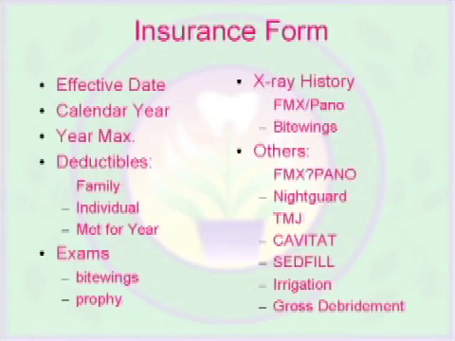She wants to know the effective time, the calendar year, year maximum, deductibles for family and individual, was it met for that year, exams, bite wings, how often do they pay for that, the history. All these other things are summarized up on that piece of paper. You can do the exact same thing if you do this in a medical form. You can take whatever services that you have, if there's eligibility for it, what percentage they're going to pay, or if they're going to pay anything.